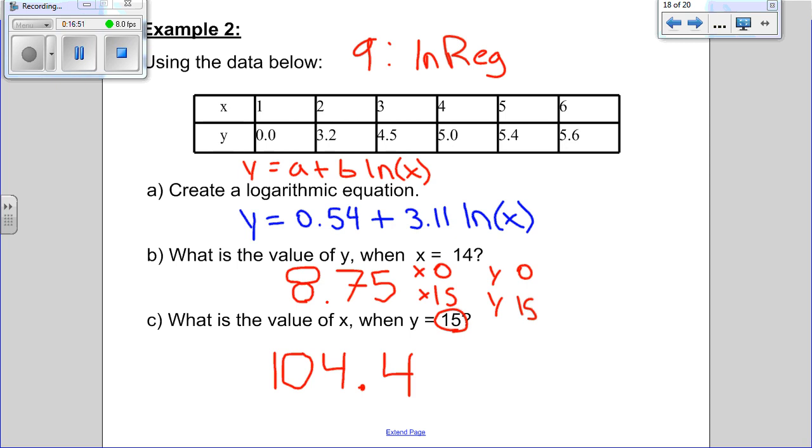Then I went second trace, intersect, enter, and they told me that the x value would be 104.4. But the windows are definitely the tricky part to these questions. And if you did it without having a window where you can see the intersect, it just says something like error, no change.